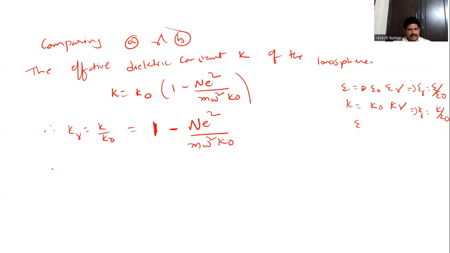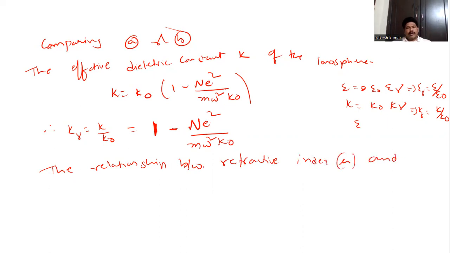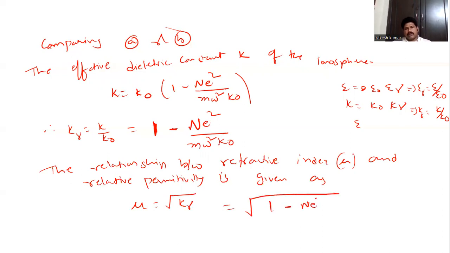Okay, so there is a relationship between the refractive index and the relative permittivity or dielectric constant. It is given as mu is equal to root of K. Mu is equal to root of K, that is root of 1 minus N E square by M omega square into K naught. Okay, so this is very important. This is equal to root of 1 minus N into E square by M omega square K naught.